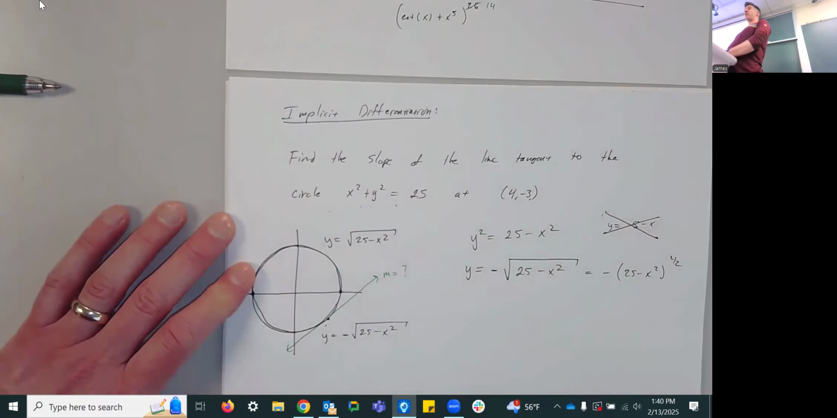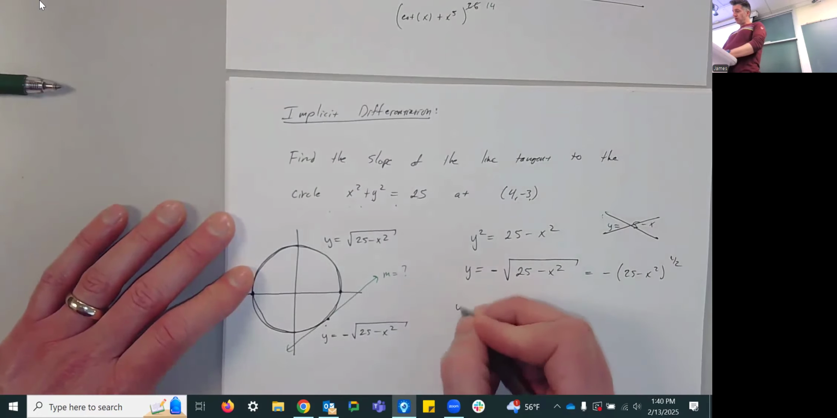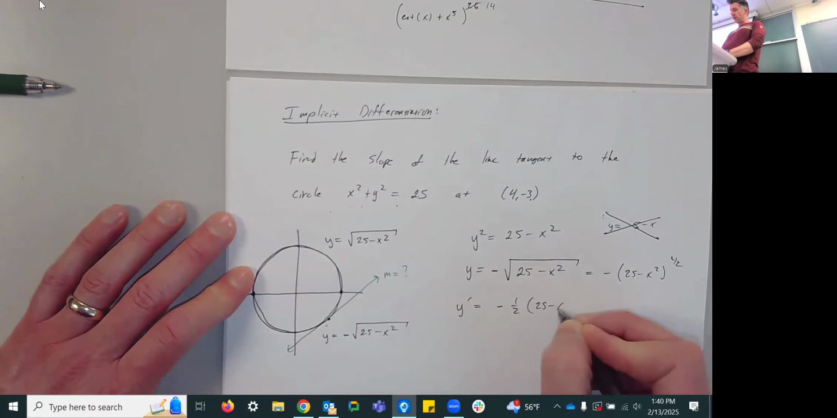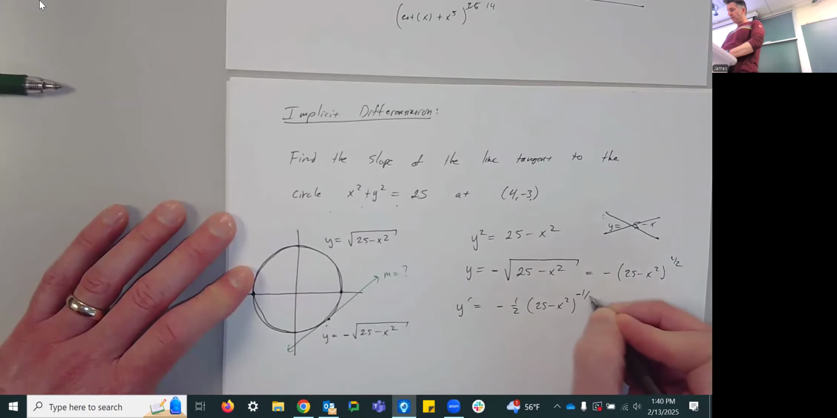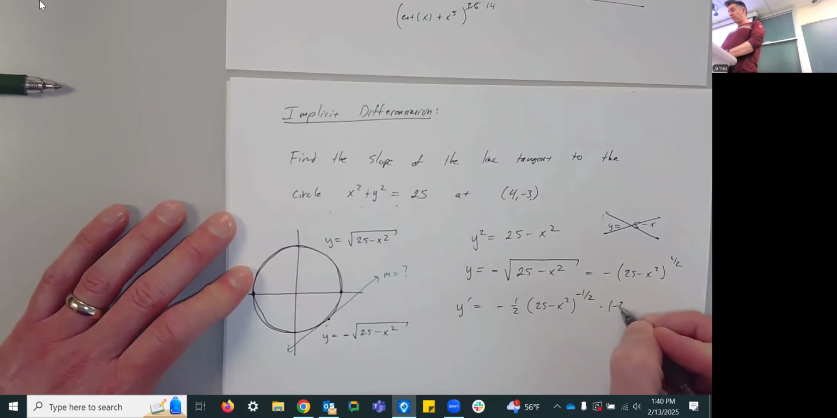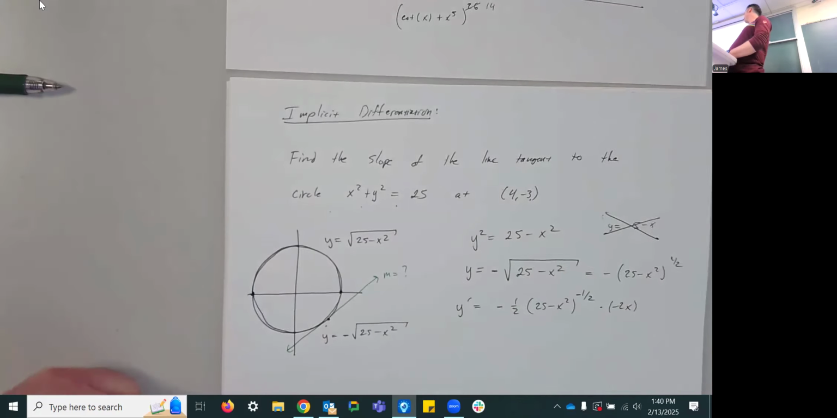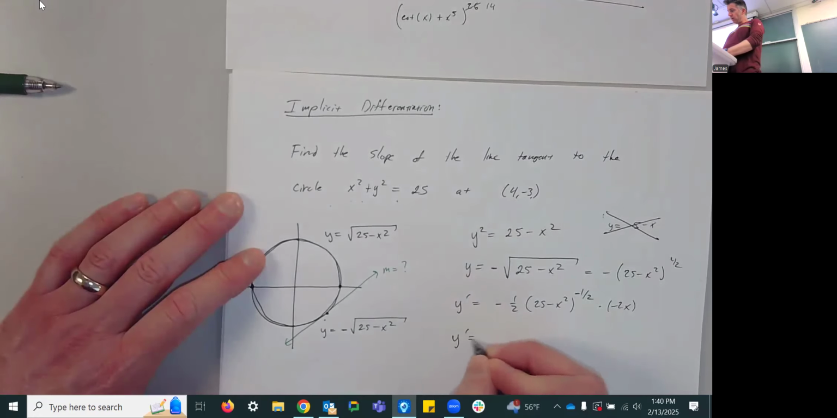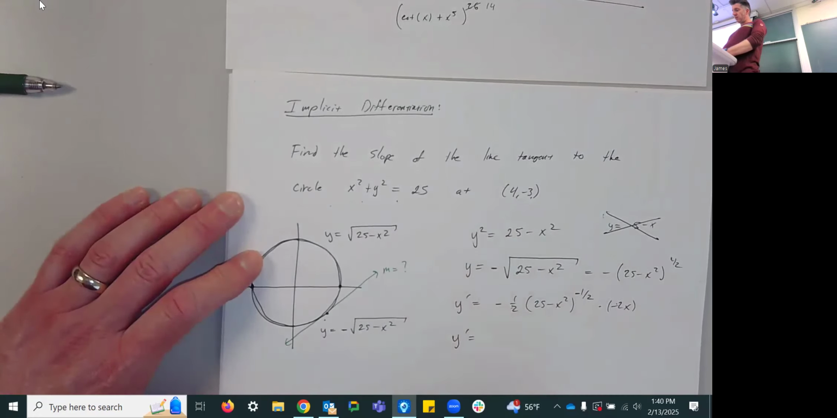And now we're going to find the derivative so we can find the slope. The derivative is going to be negative 1/2 times (25 minus x squared) to the negative 1/2, times the derivative of the inside, which is negative 2x. Not that we need to simplify it here, but I do want to simplify it to make it look a little nicer. A negative 2 cancels a negative 1/2, so we get just x divided by (25 minus x squared) to the positive 1/2.